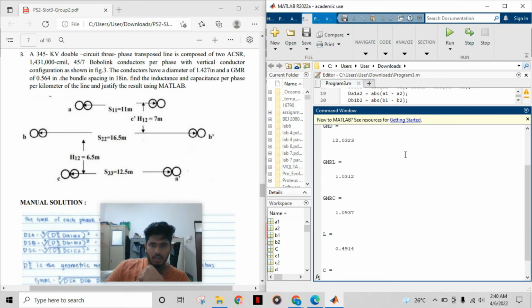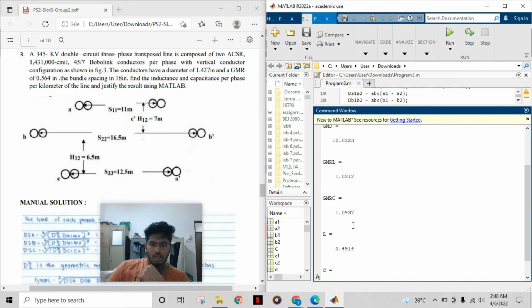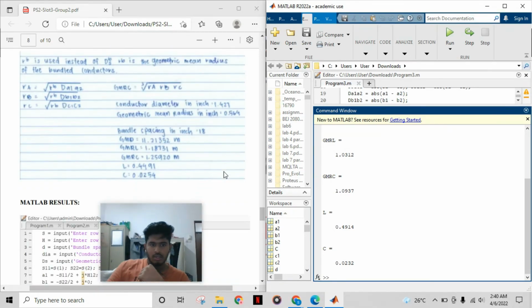After entering the values, we will get the values of GMD, GMRL, GMRC, L and C, inductance and capacitance, which proves that the manual solution's answer and the coding answer are the same. So that's all for me. Thank you.